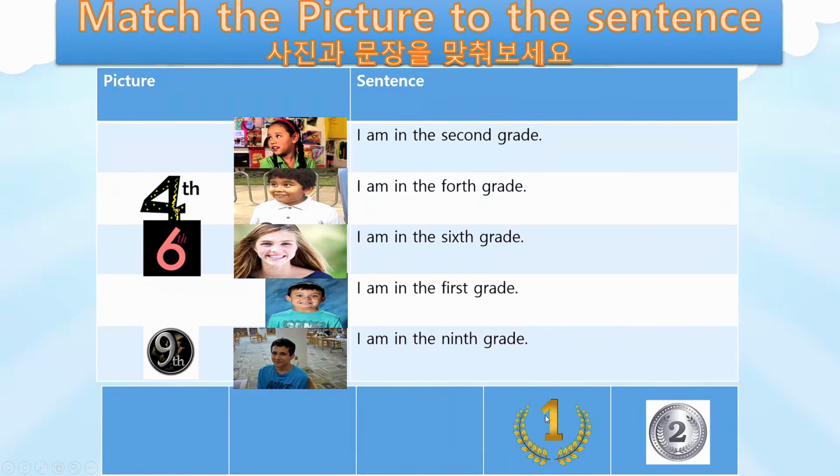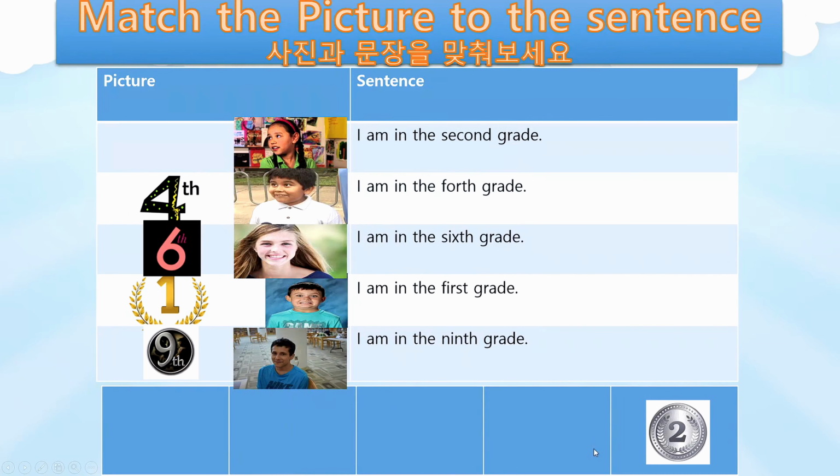Next. Number one. Let's see. What's number one? Is first. Okay. First. So, I am in the second grade. Second. One, two. Two, so not that one. Okay. I am in the first grade. First. Oh, yes. Number one, please go there. Number one, you're awesome.